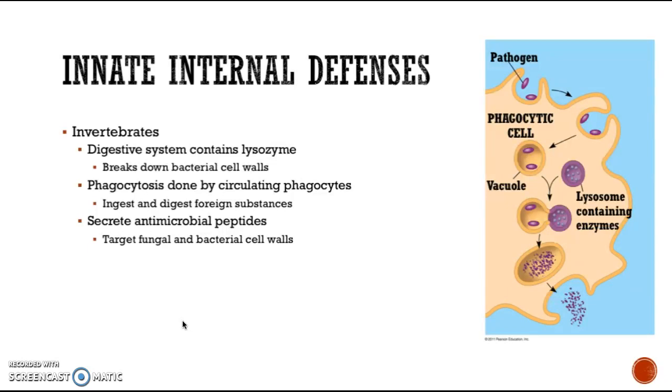So once a potential pathogen enters, invertebrates can still do quite a few things to stop progression and to stop the establishment of an infection. They've got digestive systems still with lysozyme. Lysozyme is an enzyme that breaks down bacterial cell walls. They have cells that go around and just phagocytize anything that is foreign. So they ingest it, digest it, and pop it out the other side. And they also are secreting all kinds of antimicrobial peptides or little protein fragments that are going to interrupt the fungal or bacterial cell walls. So this is a very, very basic innate defense.